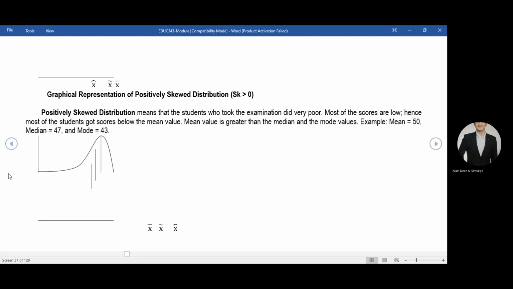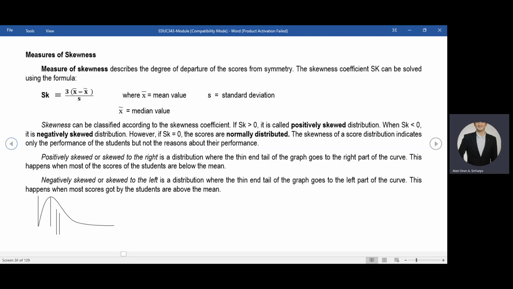Okay? Here are graphical representations. Positively skewed. Okay? The students who took the examination did very poorly. Most of the scores are low. Hence, most of the students got scores below the mean value. We have this first illustration here. That is positively skewed.